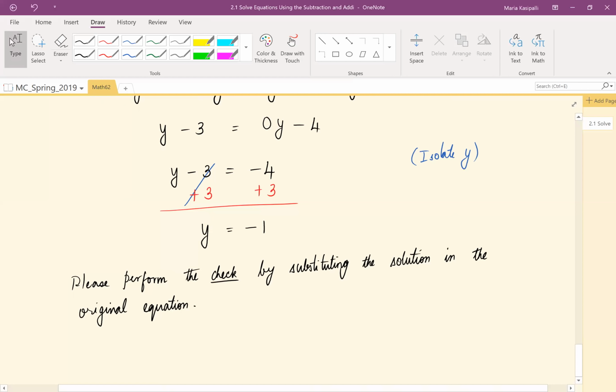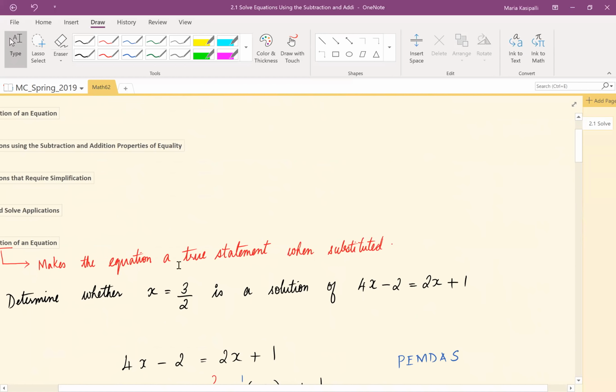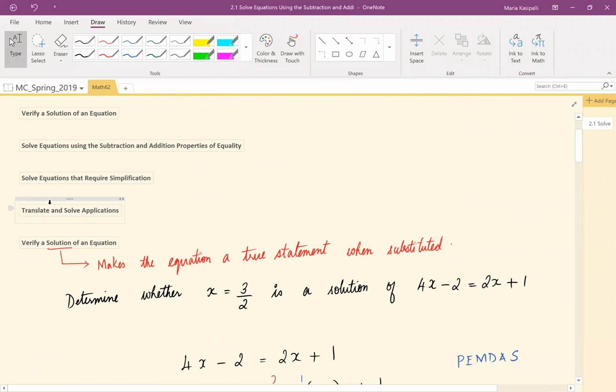Okay. And now let's look at our last objective, which is to translate and solve application.